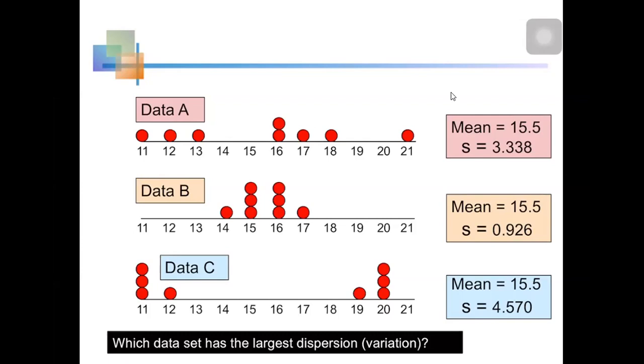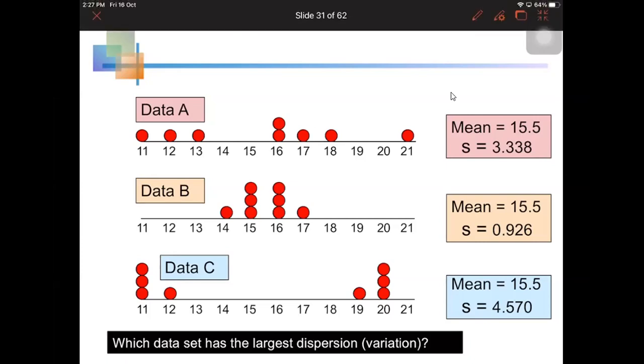So how do we measure the differences between data A, data B, and data C? In this case, we need a measure of variation. In this example, we use standard deviation. The S value here is the symbol for standard deviation. If you look, the mean is somewhere here, 15.5.